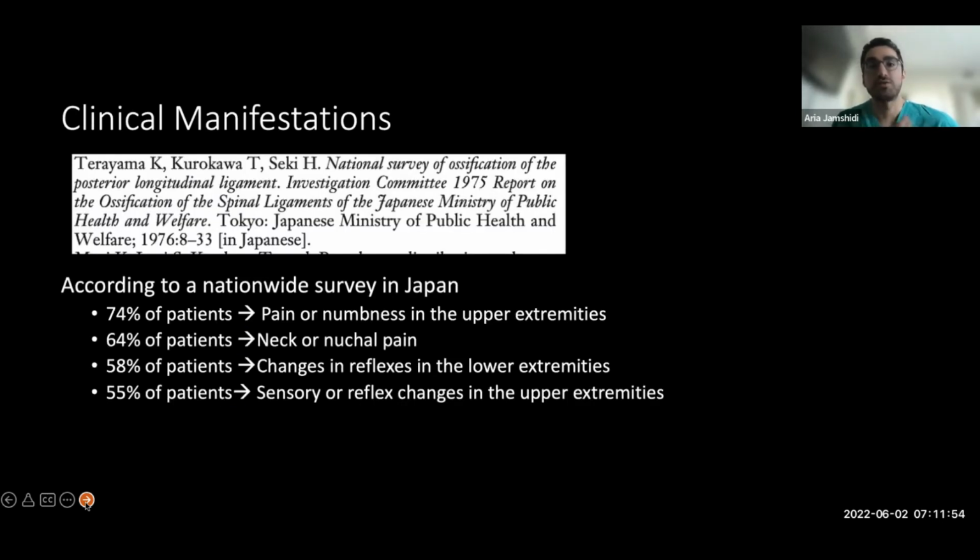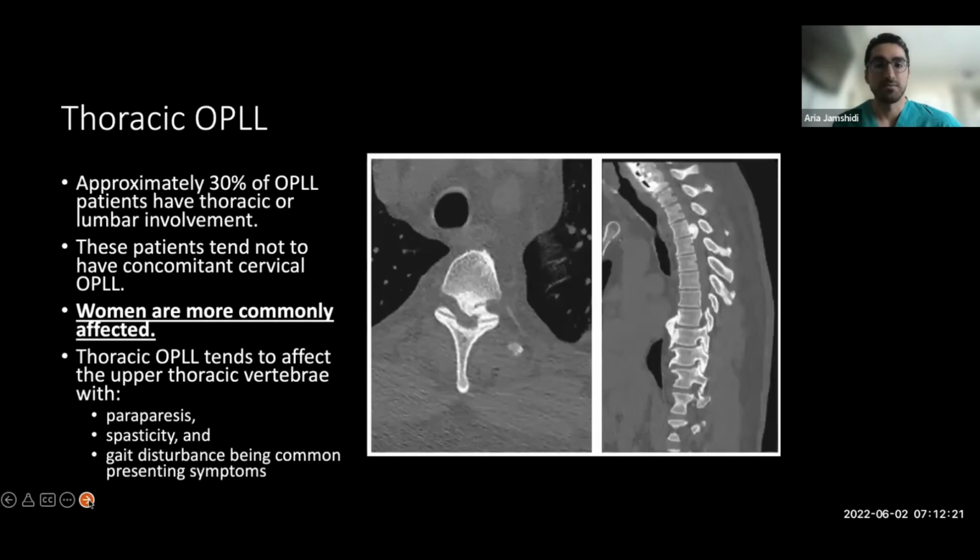This was a nationwide survey in Japan, looking at all the patients that they had been seeing in clinic with OPLL and their presentation in terms of their initial symptoms. So overwhelmingly, 74% of the patients presented with either pain or numbness in the extremities, and then neck or nuchal pain, changes in reflexes in the lower extremities and upper extremities were the other more frequently presented signs that they had found in their cohort.